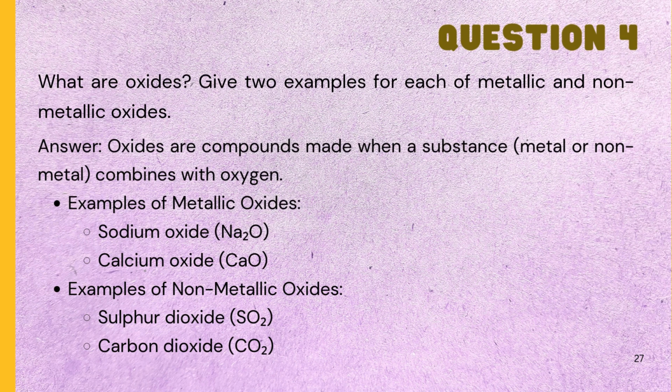What are oxides? Give 2 examples for each of metallic and non-metallic oxides. Answer: oxides are compounds made when a substance, metal or non-metal, combines with oxygen. Examples of metallic oxides: sodium oxide, Na2O, calcium oxide, CaO. Examples of non-metallic oxides: sulfur dioxide, SO2, carbon dioxide, CO2.